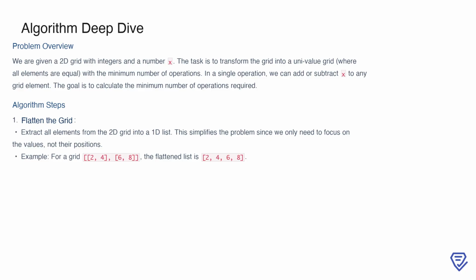The first step in our approach is to simplify the grid structure. By flattening the 2D grid into a 1D list, we eliminate the need to worry about the positions of the elements and can focus entirely on their values. For example, if the grid is [2, 4], [6, 8], the flattened list becomes [2, 4, 6, 8]. This transformation helps streamline the subsequent operations, making the problem easier to manage computationally.